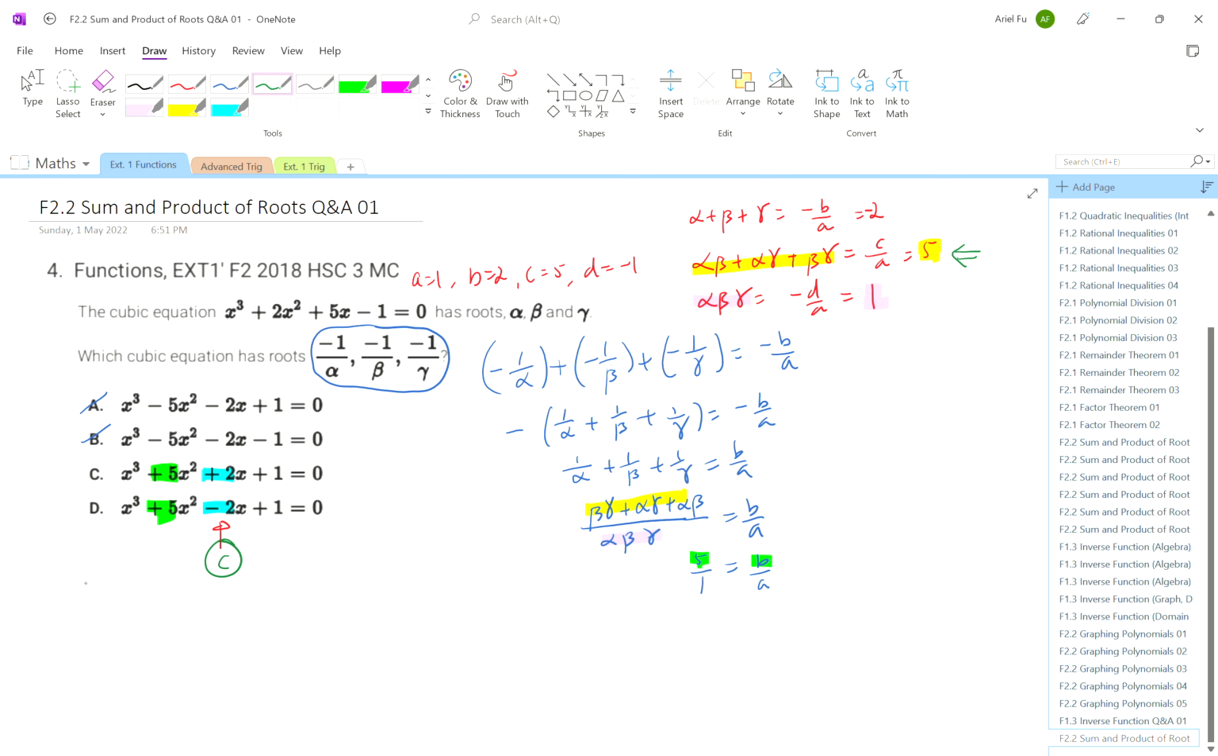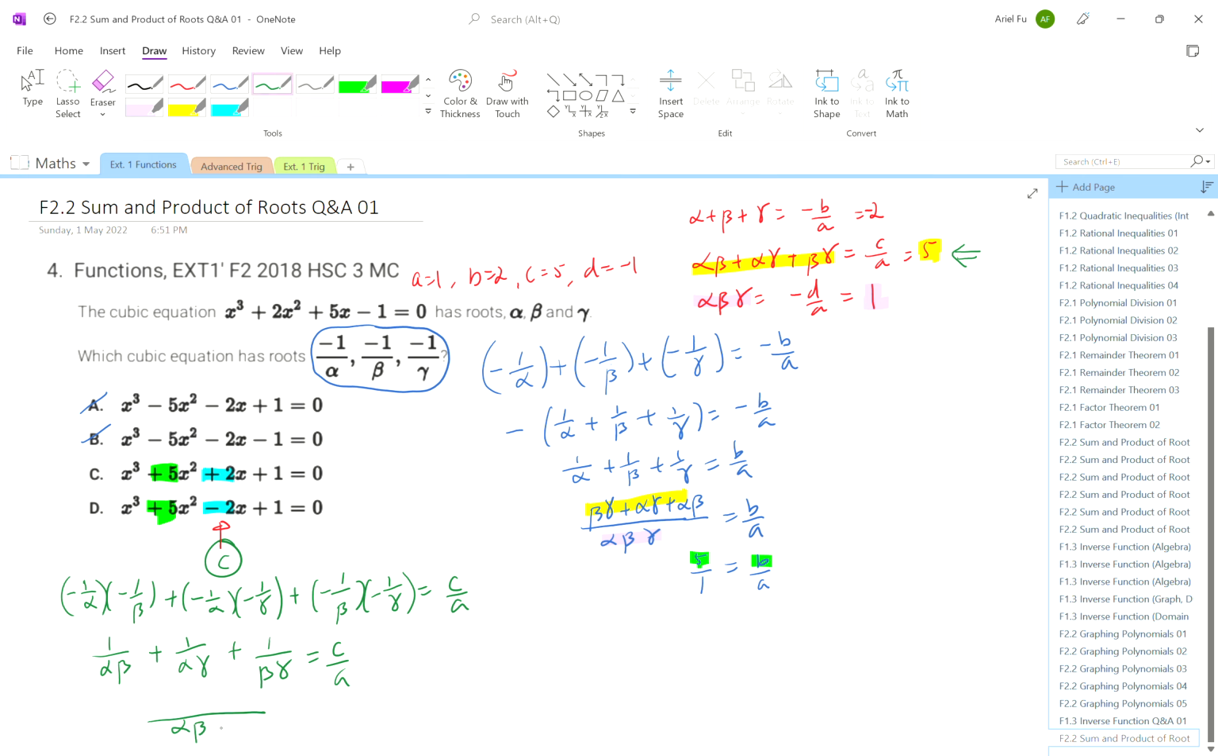So I can then write -1 on alpha times -1 on beta plus -1 on alpha times -1 on gamma plus -1 on beta times -1 on gamma equals c on a. Okay, so what exactly is this? Negatives cancel out. That means 1 on alpha beta plus 1 on alpha gamma plus 1 on beta gamma equals c on a. And again, it's three fractions, so making them onto the same common denominator of alpha beta gamma, I'm going to get gamma plus beta plus alpha equals c on a.